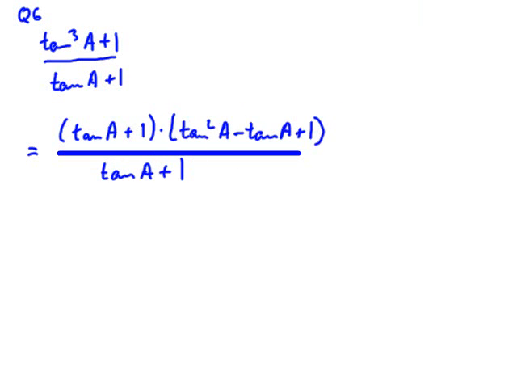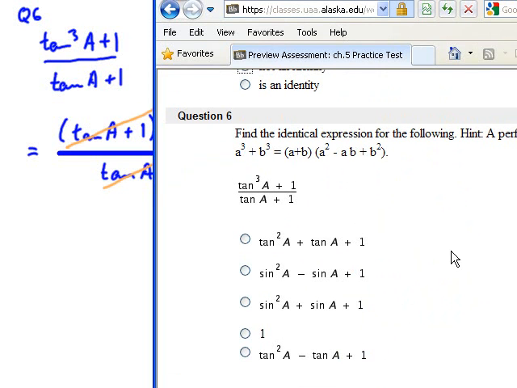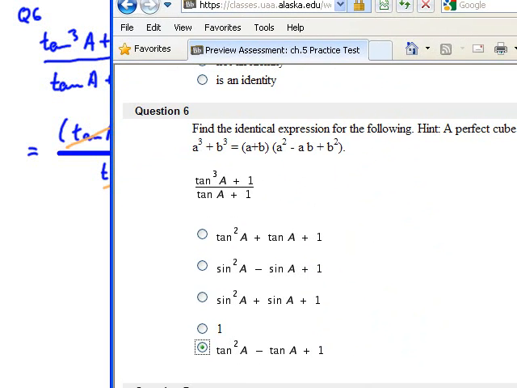And then, of course, that divides with that. And now I'm going to look at the answers. And that answer that I just came up with indeed matches one of the answers, the last one there, tangent squared minus tangent a plus 1. Okay.